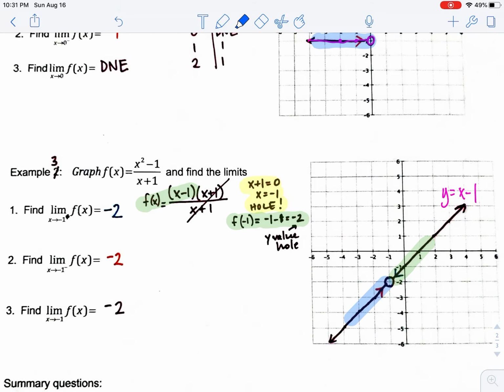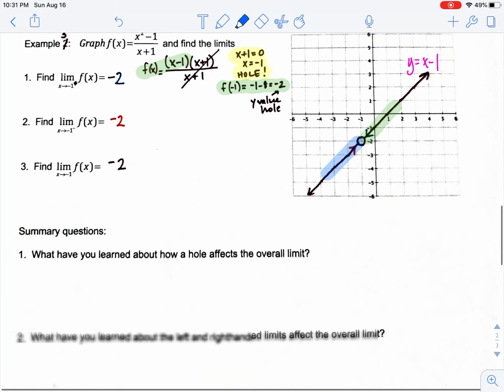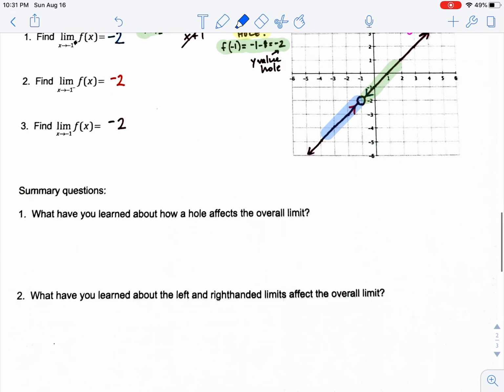There's a couple of summary questions for you to do down here below. I want you to take the time to fill those in. There's no right answer. Some of you will write different things, and that's okay. Then we'll be ready with this information for the next time I see you. Okay, great job.